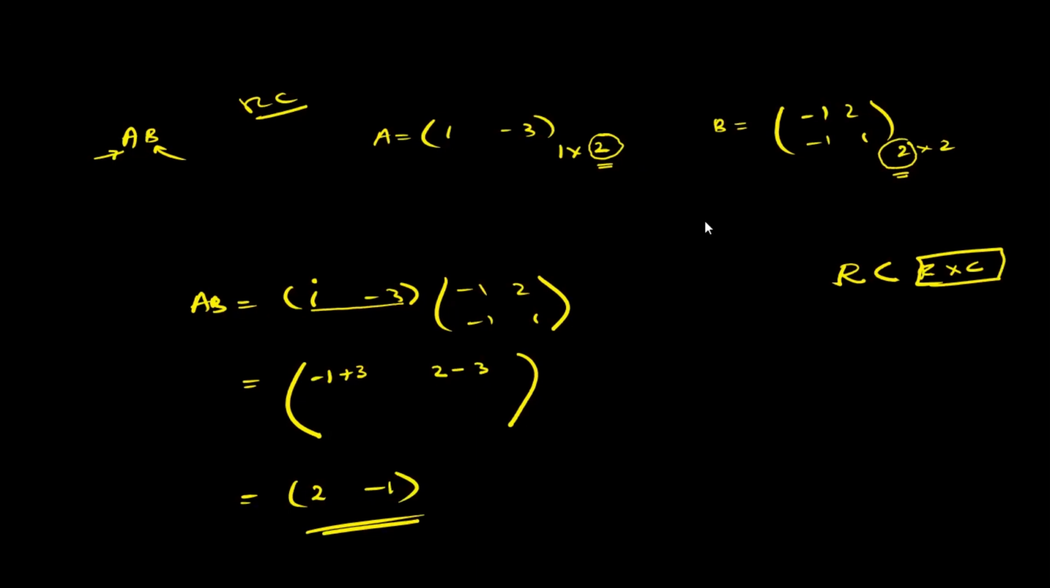If it is not in that order, then let's say you have one matrix of order 2 into 3, and another matrix of order 2 into 1. Here, if you want to take the product of these two, the number of columns in the first matrix is not equal to the number of rows in the second matrix. Then this product does not exist.